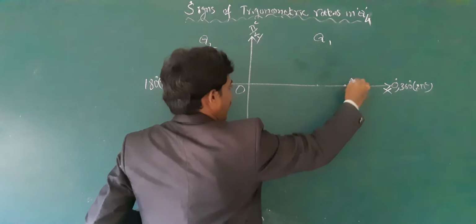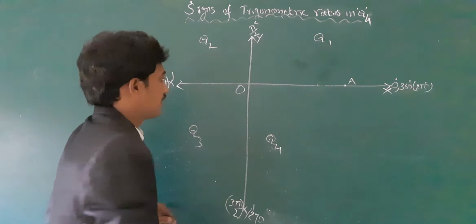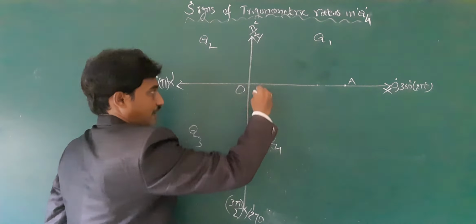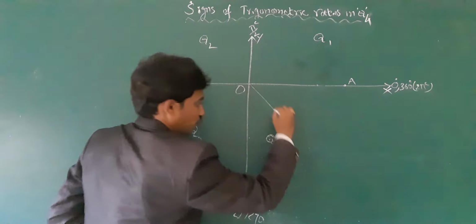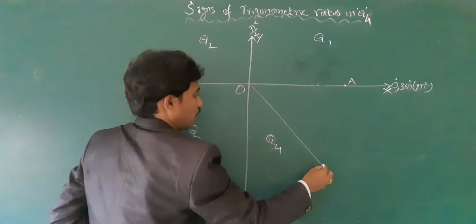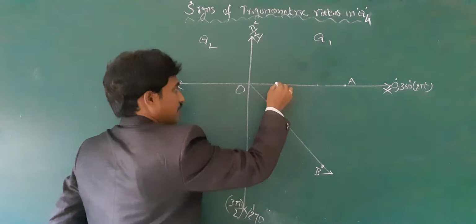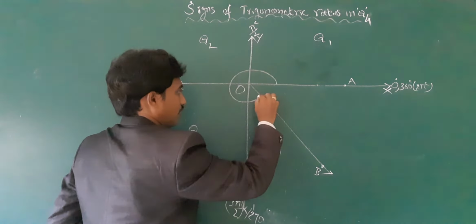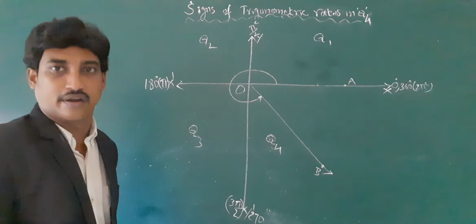OA towards x-axis is the initial side. After making a rotation, the terminal side is in the fourth quadrant. OB is in the fourth quadrant. Then the angle is theta.